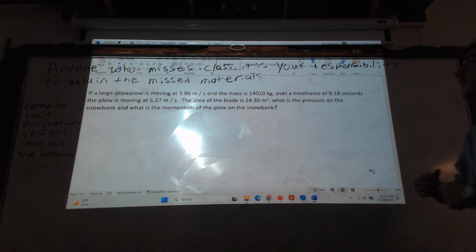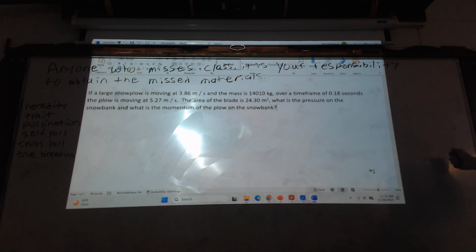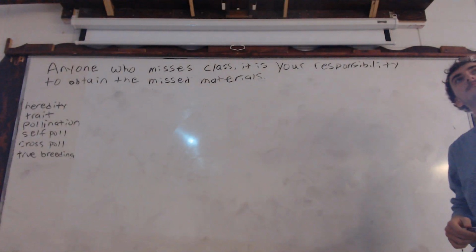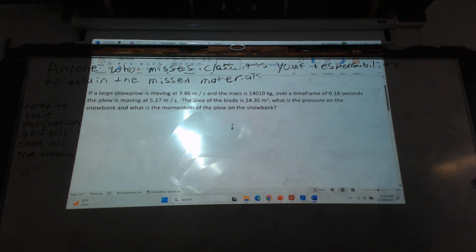All right. So, a large snowplow is moving at 3.86 meters per second, and the mass is 14,010 kilograms. Over a time frame of 0.18 seconds, the plow is moving at 5.27 meters per second. The area of the blade is 24.30 meters squared. What is the pressure on the snowbank, and what is the momentum of the plow on the snowbank?